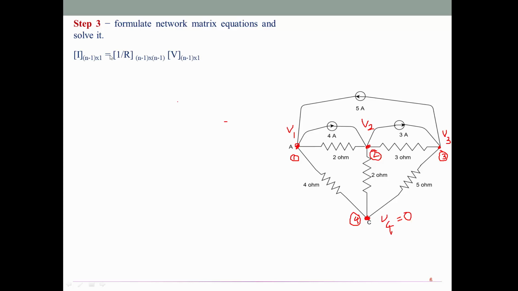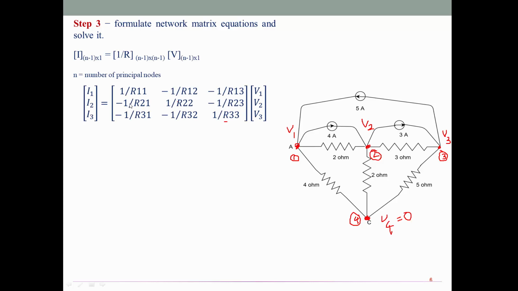While formulating equation, I is equal to 1 by R into V, where I is current vector with the dimension of n minus 1 cross 1, 1 by R is inverse resistance matrix n minus 1 cross n minus 1, and voltage vector with the dimension of n minus 1 cross 1, where n is number of principal node. Hence, I am getting current vector I1, I2, I3 as well as voltage vector V1, V2, V3, the inverse resistance matrix 3 cross 3 dimension.